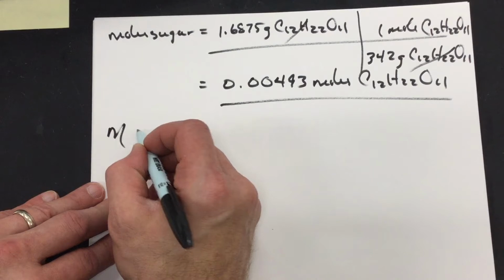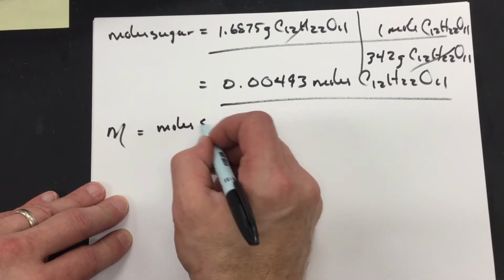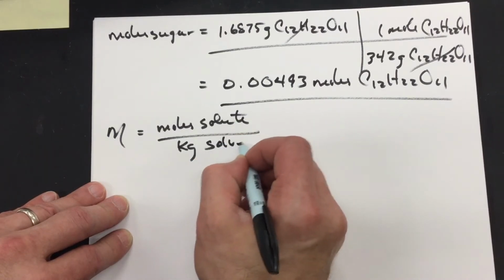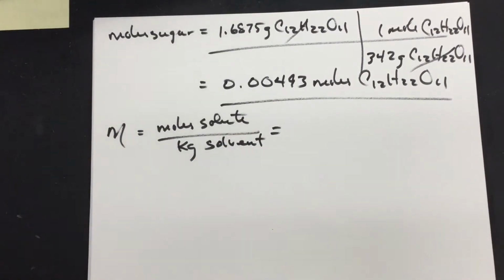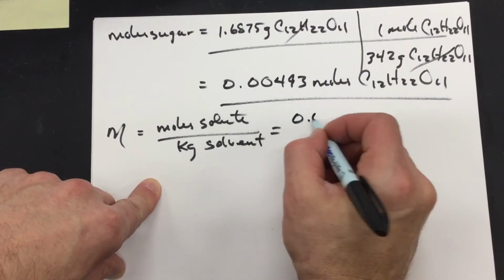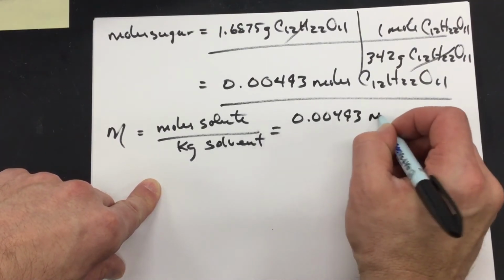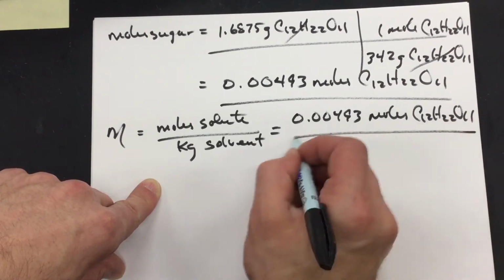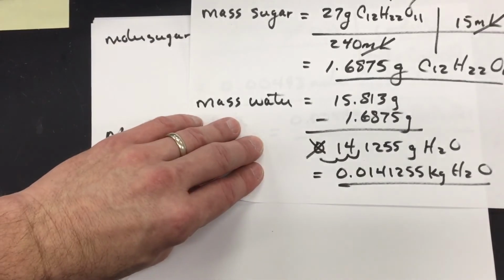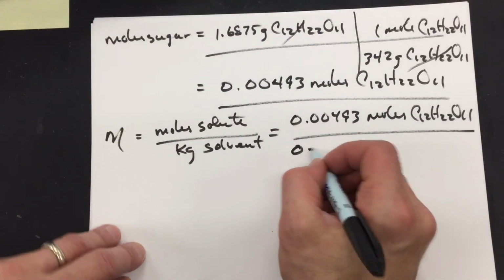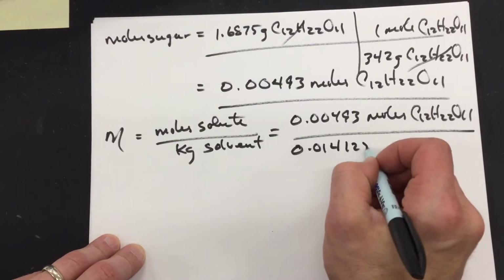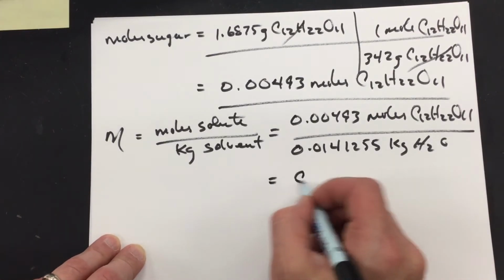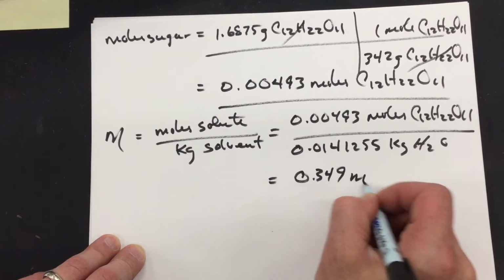Okay, next step is in order to get the freezing point depression, we need to find the molality. So the molality, you might remember, is the moles of solute per kilogram of solvent. We have both of those numbers. Moles of solute from the previous step, and the kilograms of solvent from the previous step, 0.014. That's the water. I divide those out, I get 0.349 molal.